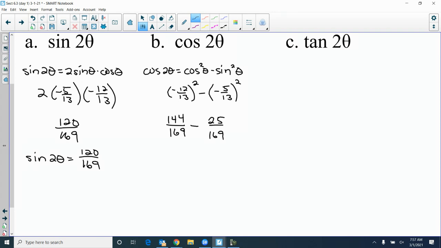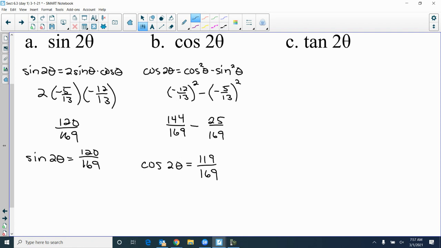And now cosine of 2 theta will equal, what do we get there? 144 minus 25 is 119 over 169. Okay, so we got sine, we got the cosine, and now you got the tangent. All right, what's our equation for tangent?